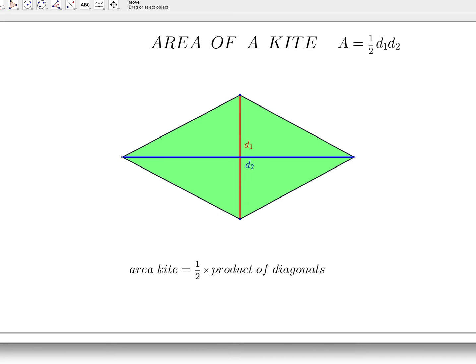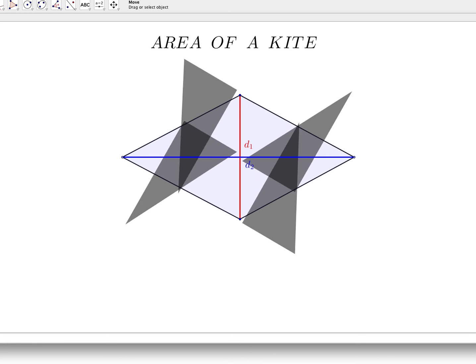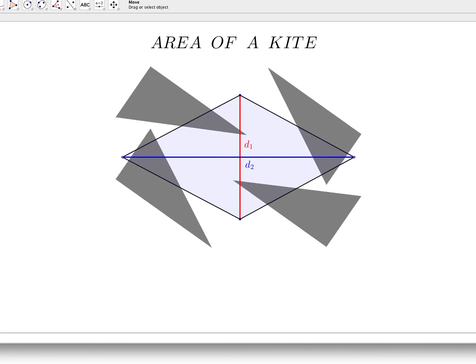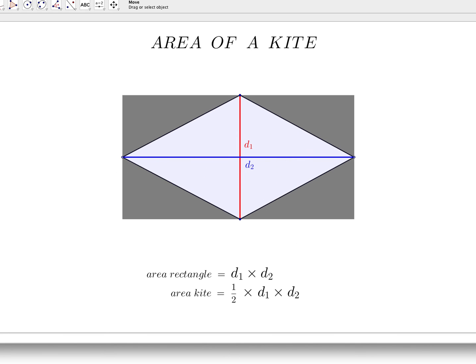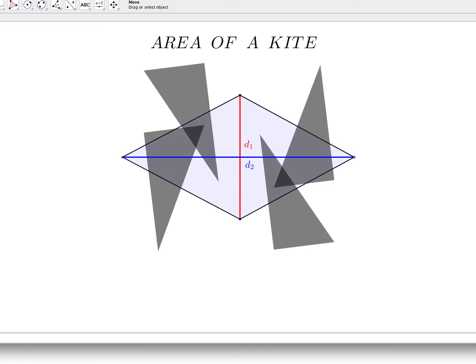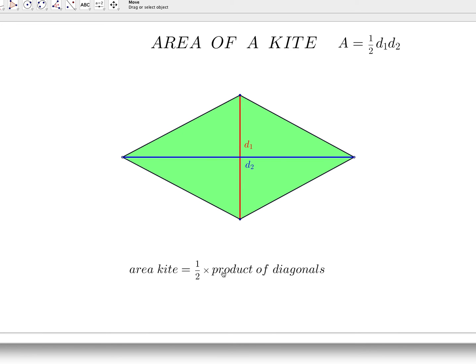Here's the kite. If you take all the area inside the kite in green and rotate it and fill up around the kite, we've now doubled the kite's area and it's become a rectangle. And the dimensions of the rectangle are the length is the blue diagonal of the kite and the breadth is the red diagonal of the kite. So if you multiply the blue diagonal and the red diagonal, that's called D1 here and D2, that gets you the rectangle, and then you half it. So that's multiply the diagonals and half, and we usually say half the product of the diagonals, product meaning multiply.